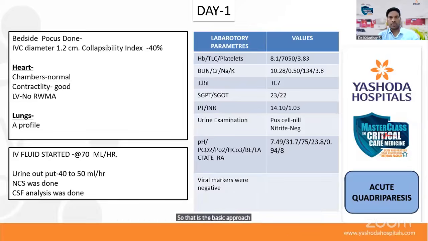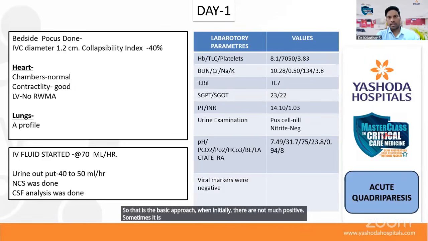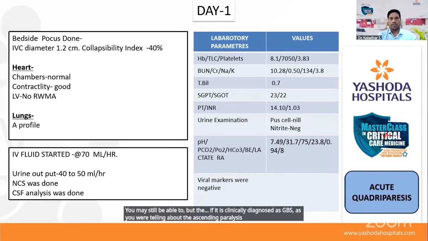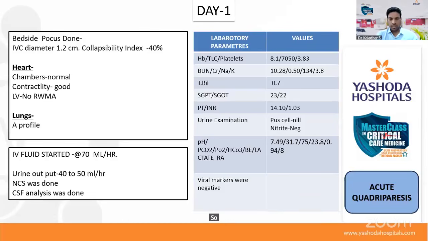When initially they are not much positive, sometimes it is commonly observed. Sometimes they may not be picked up. So generally you repeat them in the second week, or after 5 days to 1 week. But if it is clinically diagnosed as GBS, with the ascending paralysis and areflexia, very much pointing towards GBS, you'll not wait until nerve conduction studies come positive and you'll go for instituting treatment. So what are the generally nerve conduction study findings that you get in GBS?